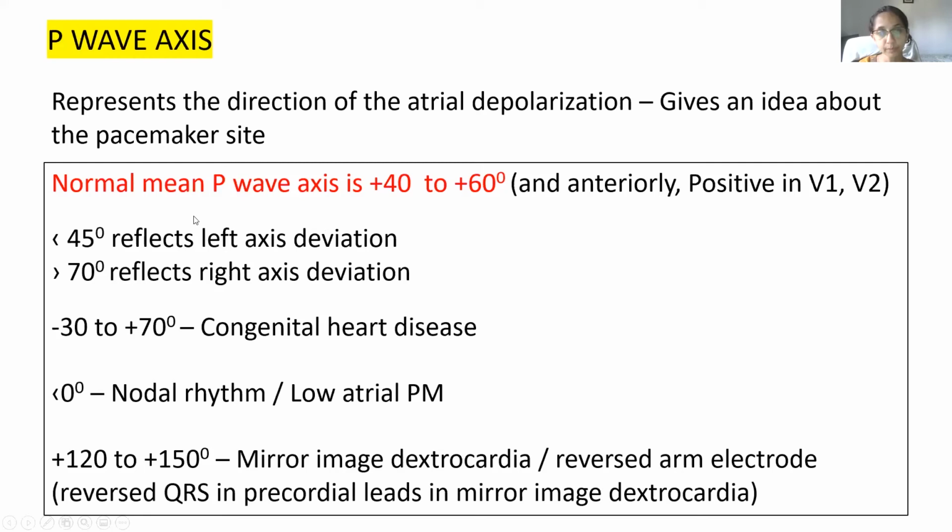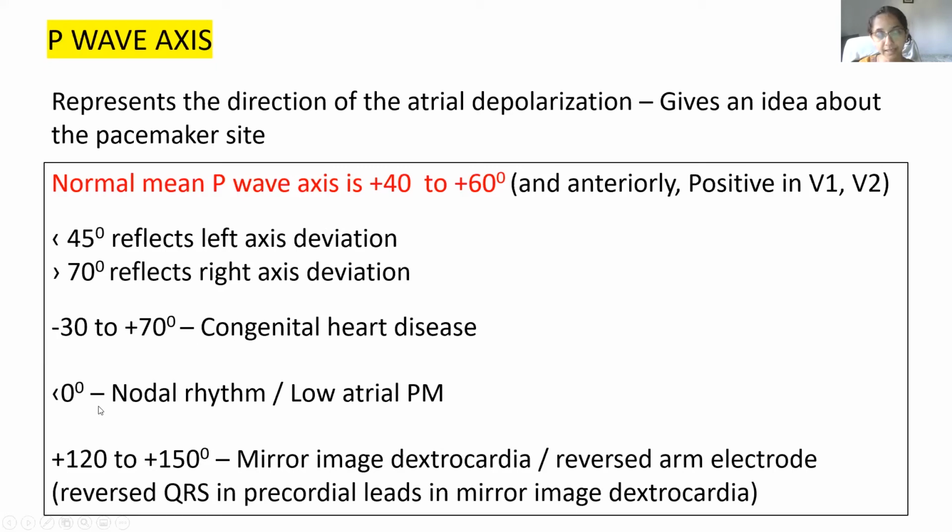What is an abnormal P wave axis? If it's less than 45, we say left axis. If it's more than 70, we say right axis. If the P wave axis is between -30 to +70, suspect a congenital heart disease.